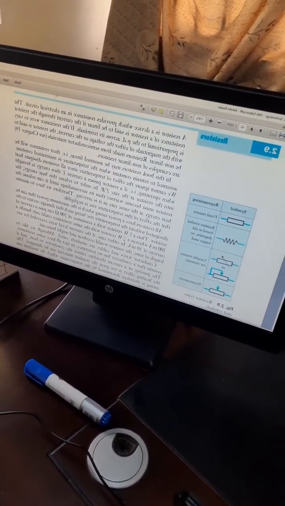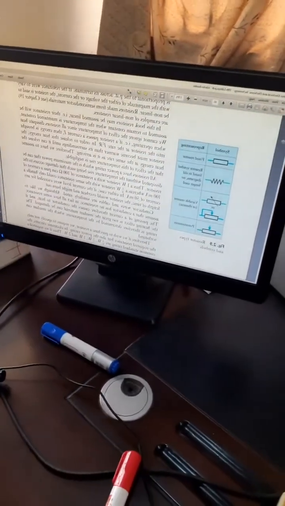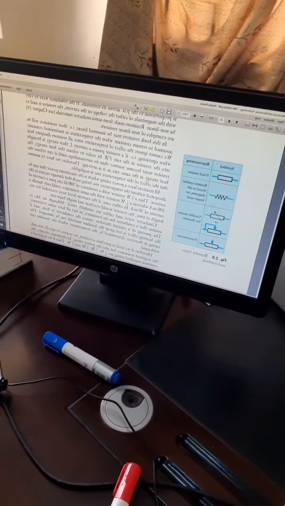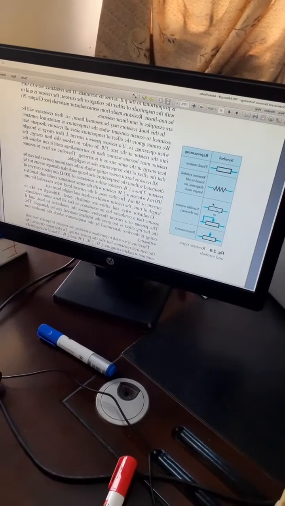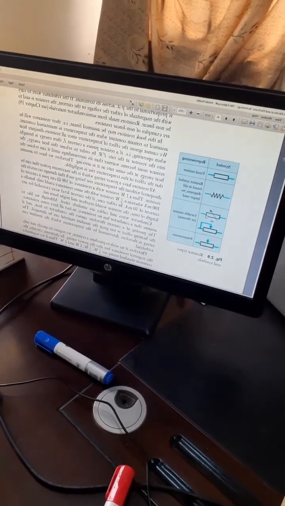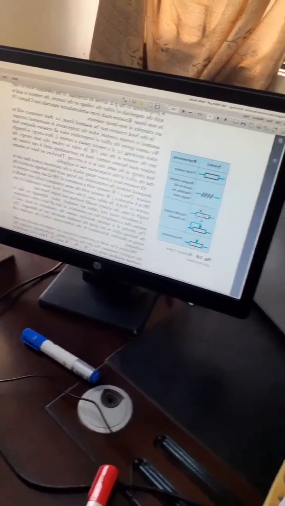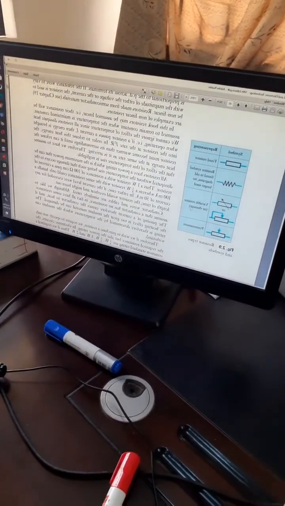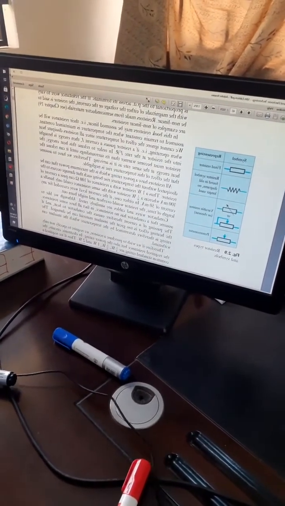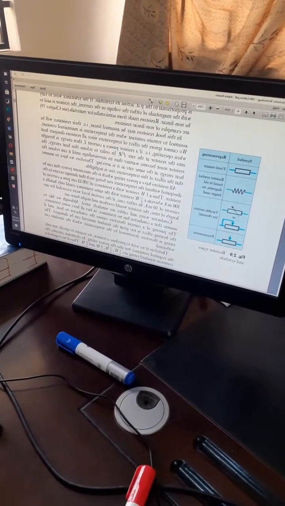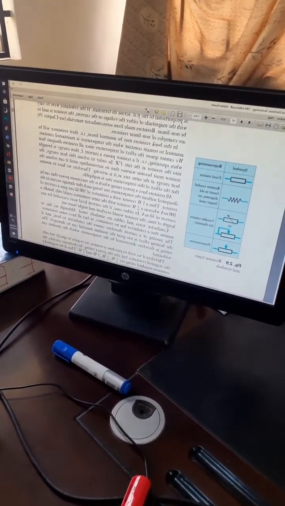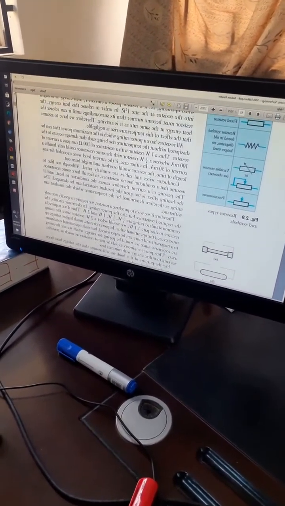Then we have symbols. We communicate with symbols in engineering. That's the symbol of a fixed resistor. This is an old symbol of a resistor. This is a variable resistor, that means the value can change. It is also known as a rheostat. This is a potentiometer. It's also a varying resistor. You are to read.